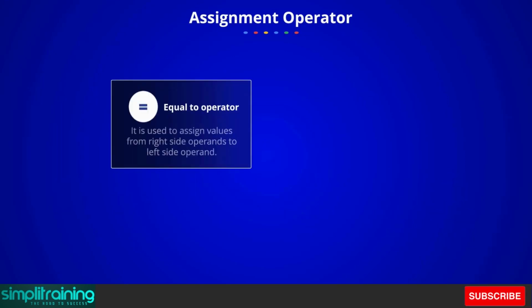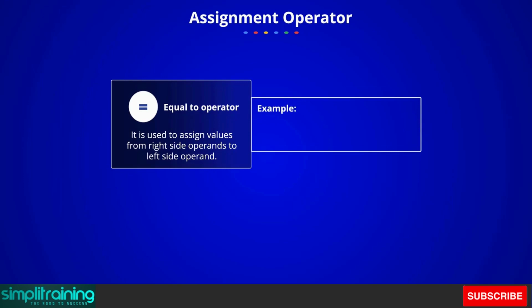Equal to operator. It is used to assign values from right side operands to left side operand. For example, num3 = num1 + num2 assigns the value of num1 plus num2 into the variable num3.